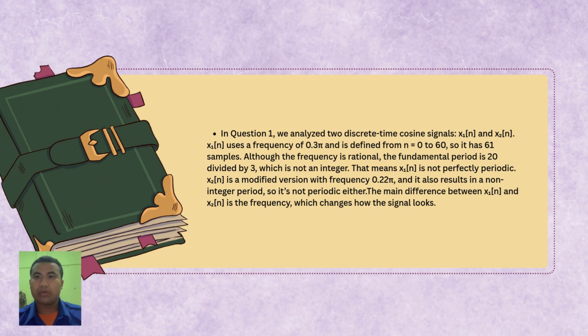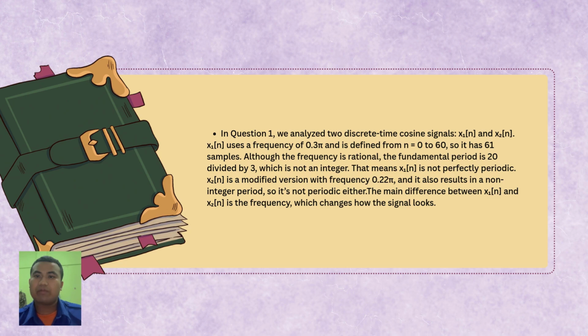In question 1, we analyze two discrete-time constant signals, S1 and S2[n]. S1[n] uses a frequency of 0.3π and is defined from n equals 0 to 16, so it has 16 samples. Although the frequency is rational, the fundamental period is 20 divided by 3, which is not an integer. That means S1[n] is not perfectly periodic.